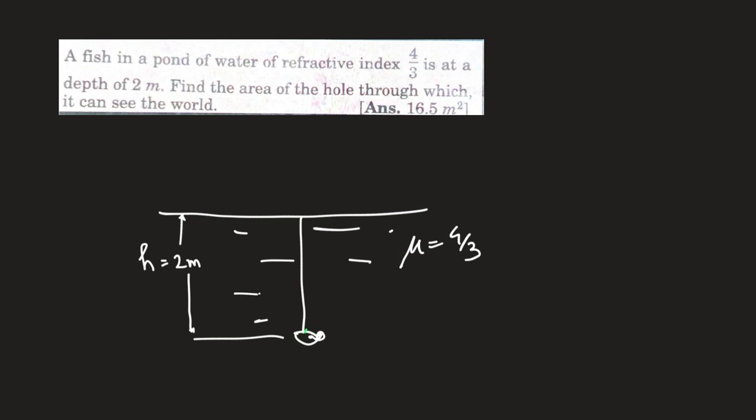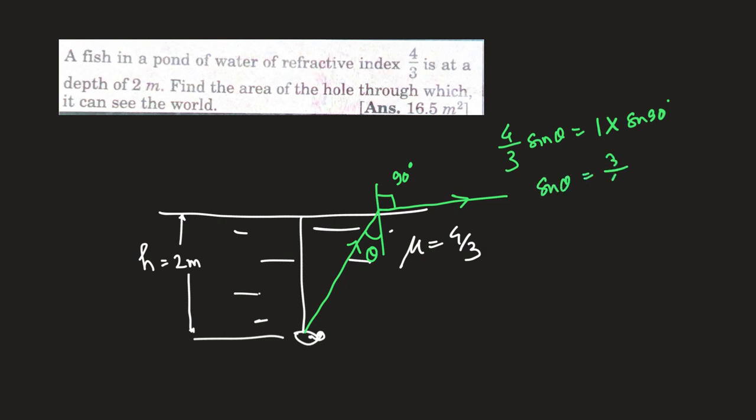So let us draw the extreme light ray there, and this will be that 90 degree. So this angle is theta. So you know mu sine theta is equal to 1 into sine 90. So sine theta is equal to 3 by 4, and here you get a hole of radius r, so that r is equal to h times tan theta.